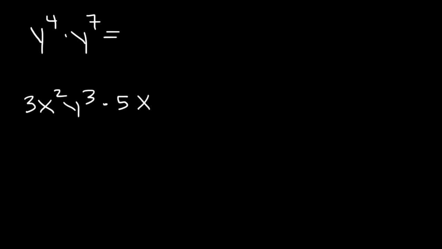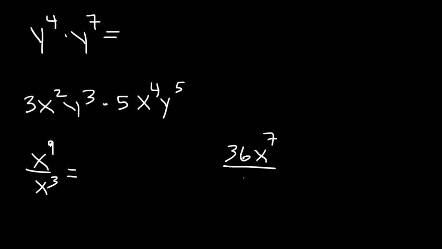Now let's work on some examples. Try these problems. Simplify the expression y to the 4th times y to the 7th, and also 3x squared y cubed times 5x to the 4th y to the 5th power, x to the 9 divided by x cubed, and also this one as well, 36x to the 7 divided by 9x to the 4th. So feel free to pause the video and work on these examples.